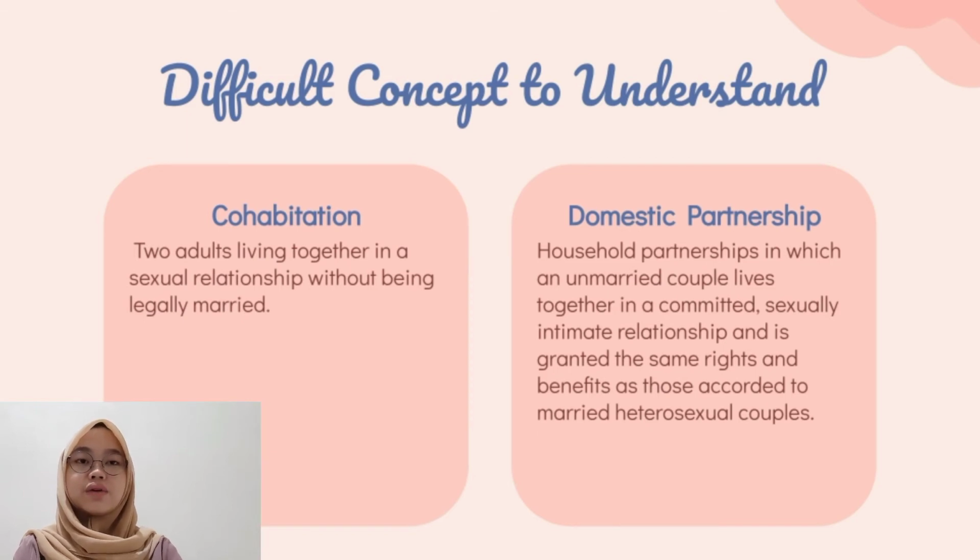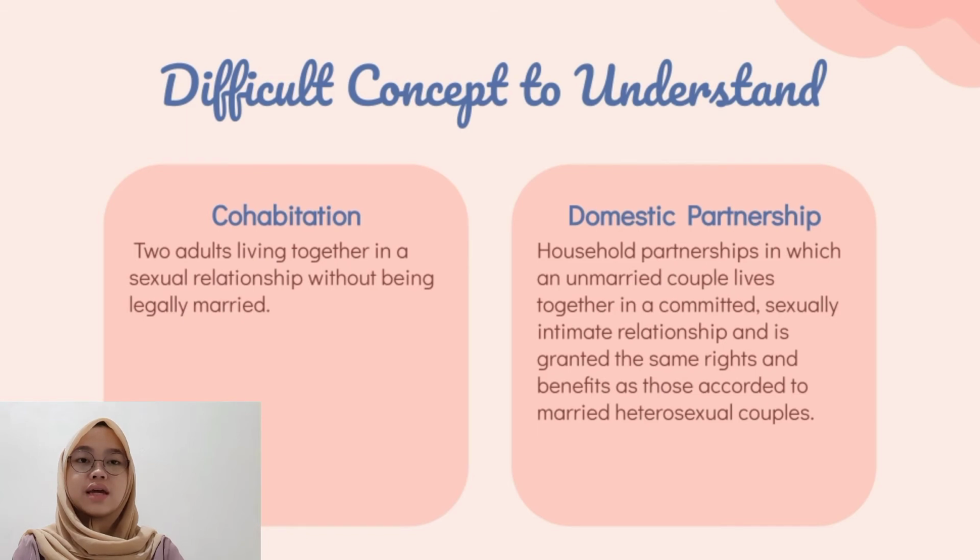If we look from the definition of domestic partnership, it is stated that it is like married heterosexual couples. It leads us to the concept that the couples in a domestic partnership are same-sex couples. The next difference is that the definition also states that the couples in a domestic partnership are in a committed relationship. Meanwhile, in cohabitation, it is not stated.